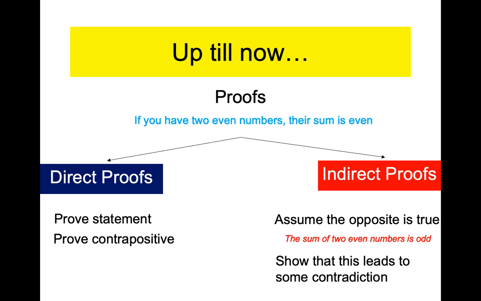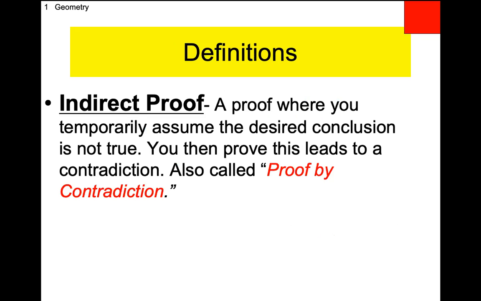In other words, two numbers can either be both even or both odd, or one or the other, right? So if I assume that the sum of two even numbers is odd, and it ends up being not true, then the only thing I can conclude, because there's only one other option, is that the sum is either odd or the sum is even, right? Hopefully that made sense. Okay, so write this down, please.